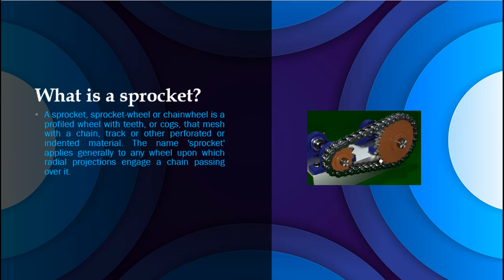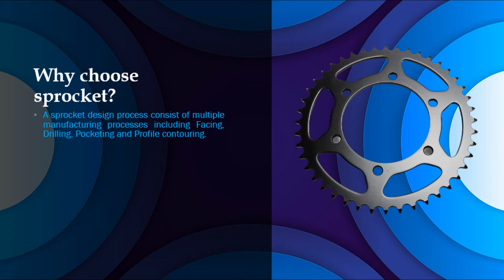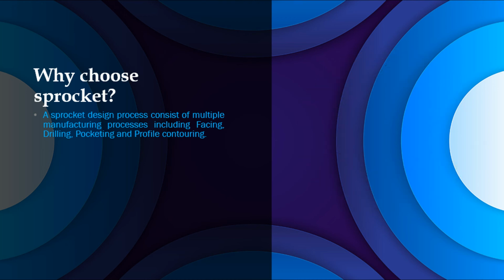A sprocket is a profile wheel with teeth or cogs that mesh with a chain, track, or other perforated or indented material. The name sprocket applies generally to any wheel upon which radial projections engage a chain passing over it. After going through many choices, we chose sprocket to be our object in our mini project. This is because in manufacturing a sprocket, it uses multiple manufacturing processes such as facing, drilling, pocketing, and profile contouring.